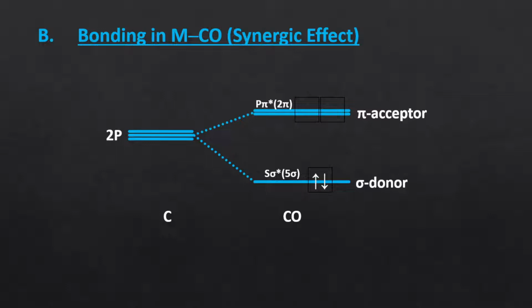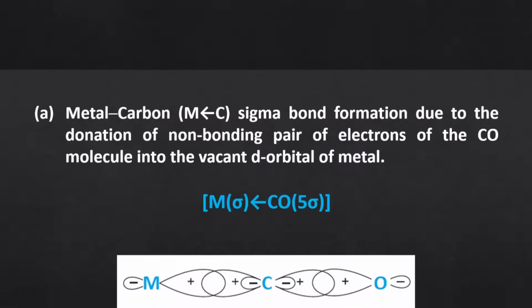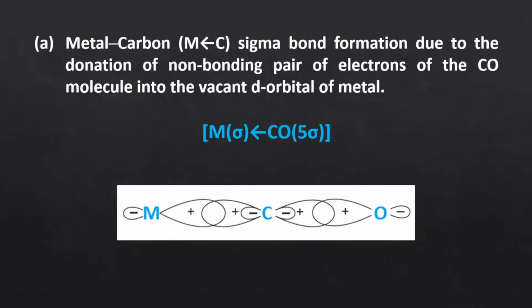Two types of bonding are occurring between metal and carbonyl ligand. First one is metal-carbon sigma bond formation. It is formed due to the donation of non-bonding pair of electrons of the carbonyl molecule into the vacant d orbital of metal. The schematic diagram depicts the head-to-head sigma overlapping of filled carbonyl orbital with vacant d orbital of metal.